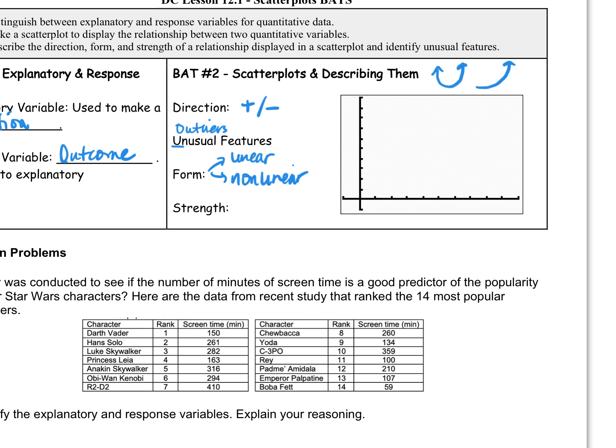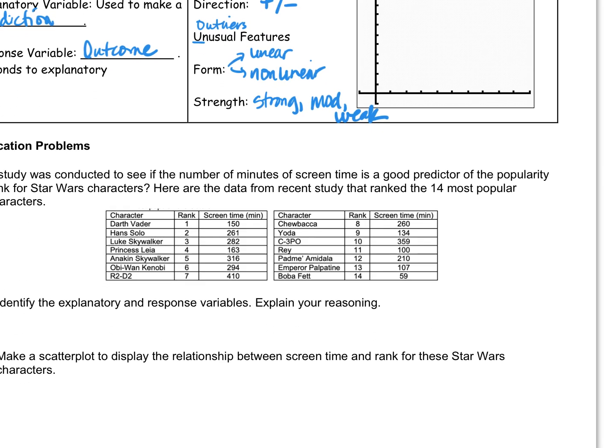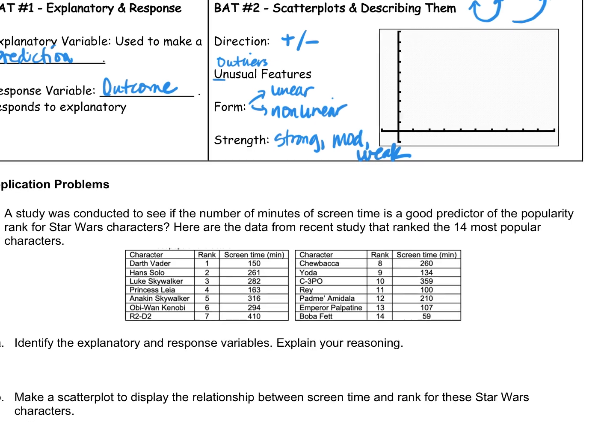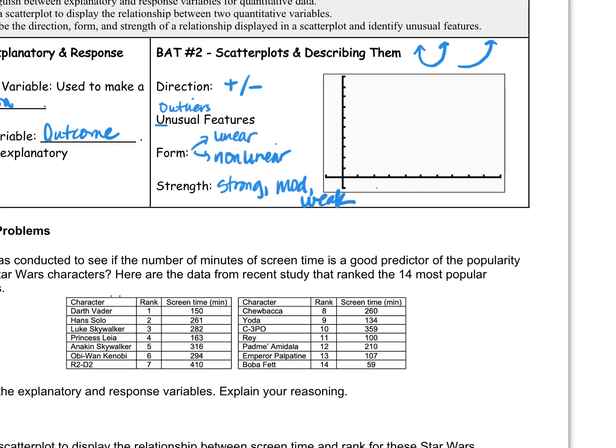And then strength. At this stage, we're going to say strong, moderate, or weak. We will have a lesson where we quantify how strong it is, but not today. You're just eyeballing it. Okie dokie. And you would make sure you put your explanatory variable on the x-axis and the response variable on the y-axis, and of course, label, label, label.